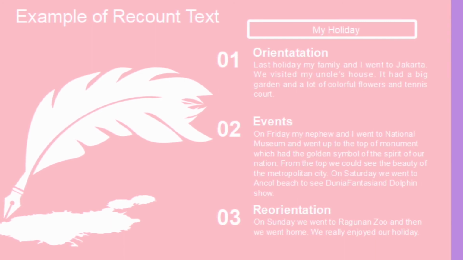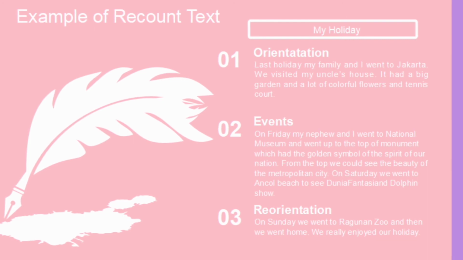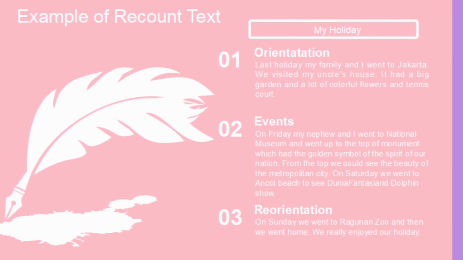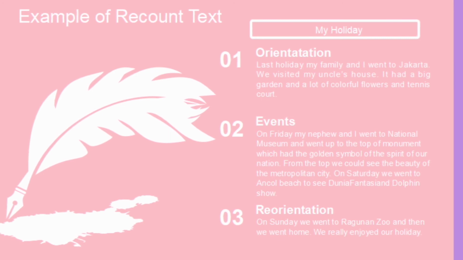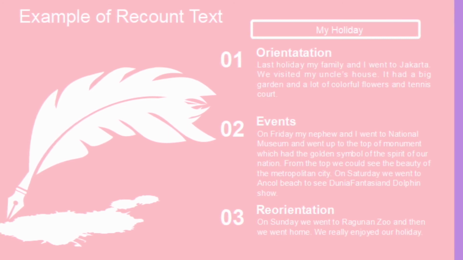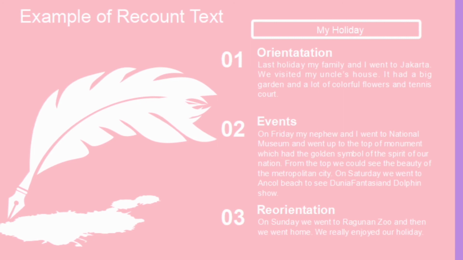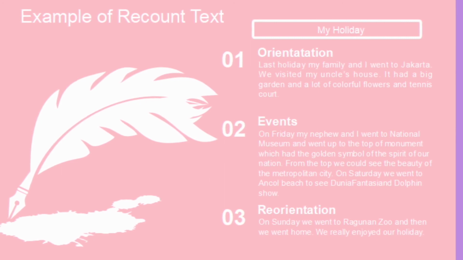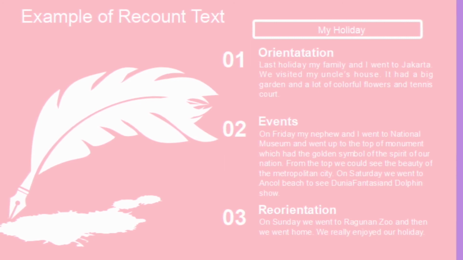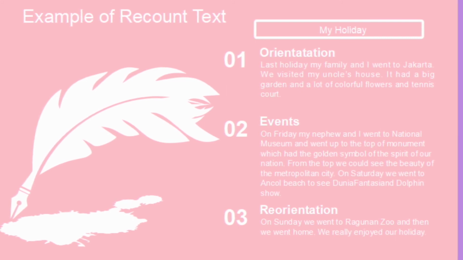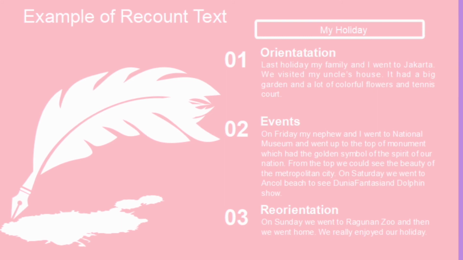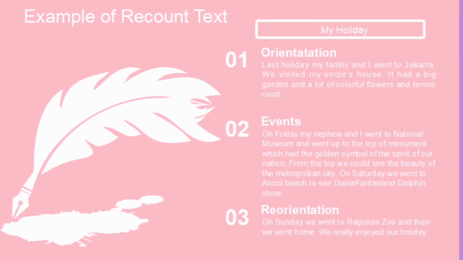I will classify the example of the recount. The first is generic structure. You can look in the PPT. It has three generic structures. The first is orientation, event, and reorientation. You can read it. And then the grammatical feature focus on specific participant.